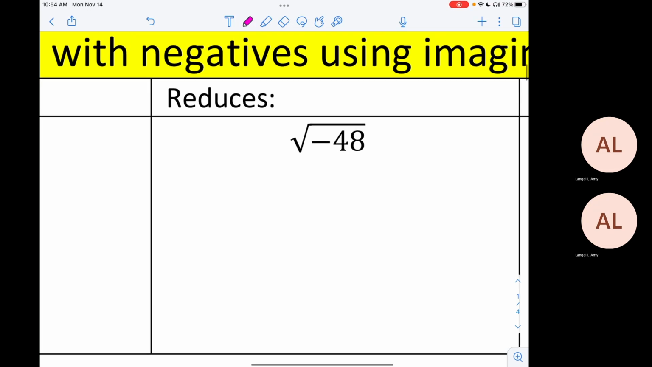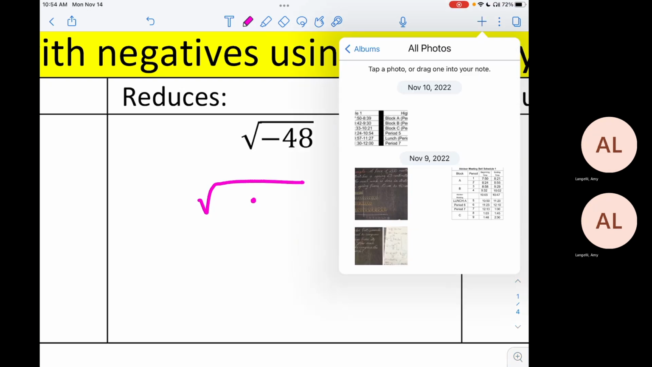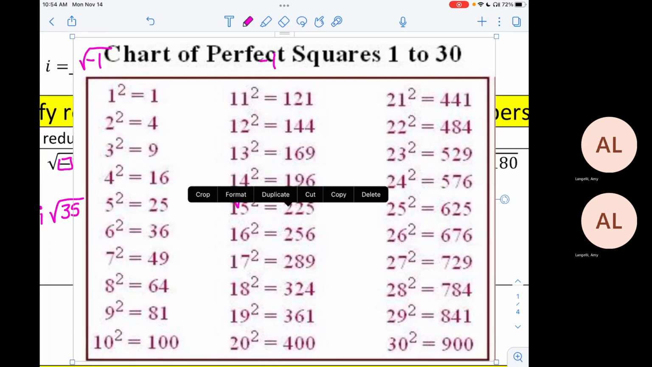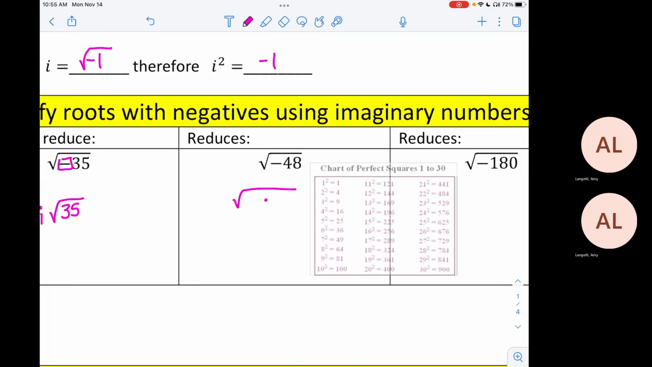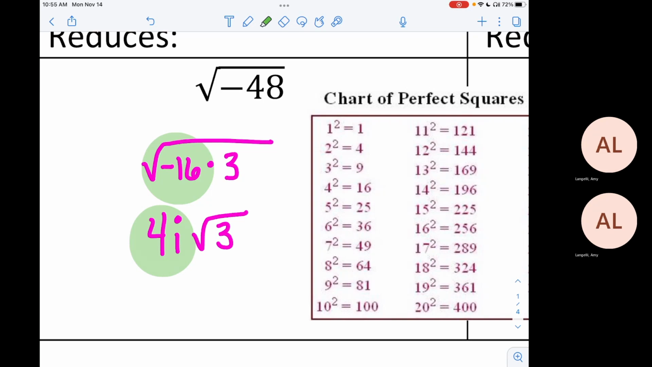This one reduces. Does anybody know the perfect square that goes into 48? Remember that list that we were using before? Well, 4 is a perfect square, but there's a bigger perfect square that goes into 48, and it is 16. So what we're going to do here is write 48 as -16 times 3. The square root of -16 is a 4 with an I. And the square root of 3 travels down behind it. So the -16 turned into a 4I. So if there's a negative on the inside, bring out an I.